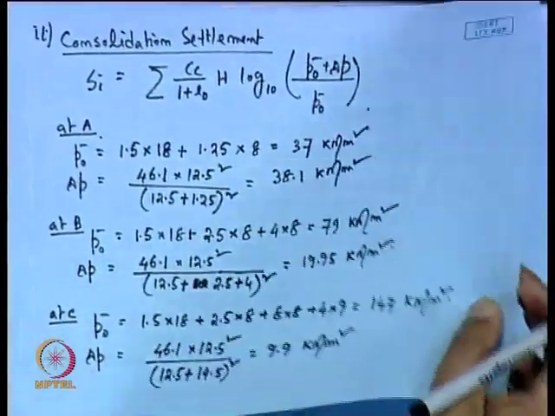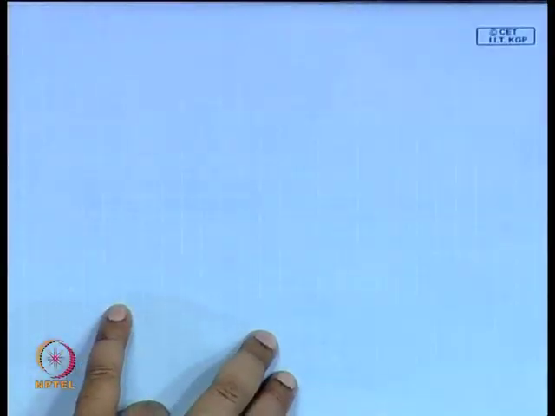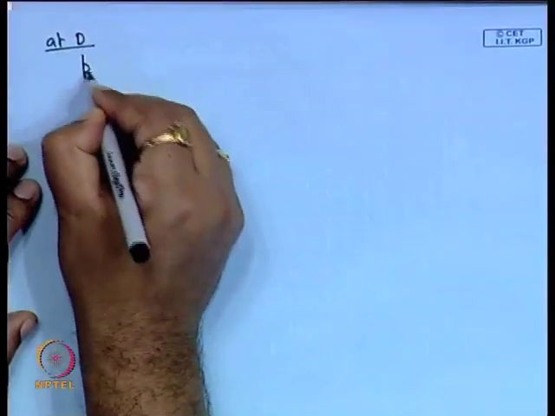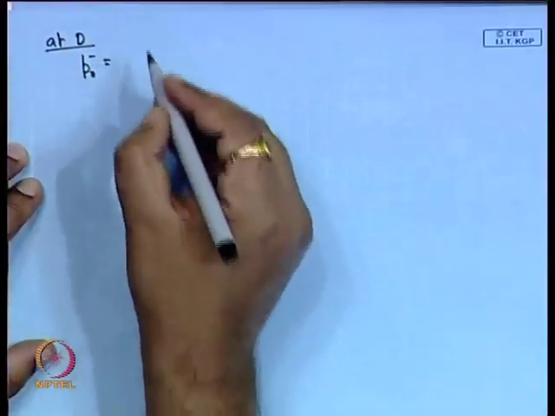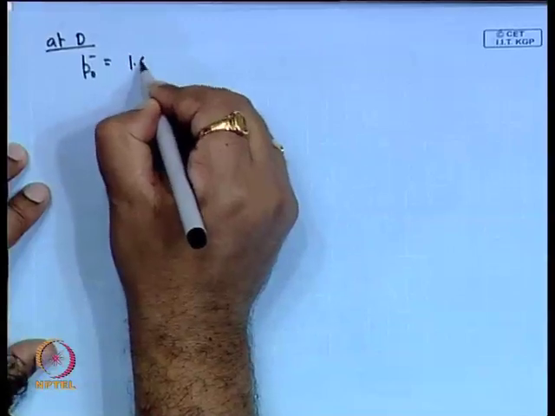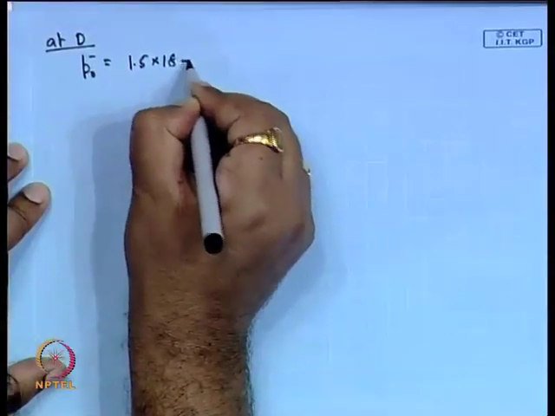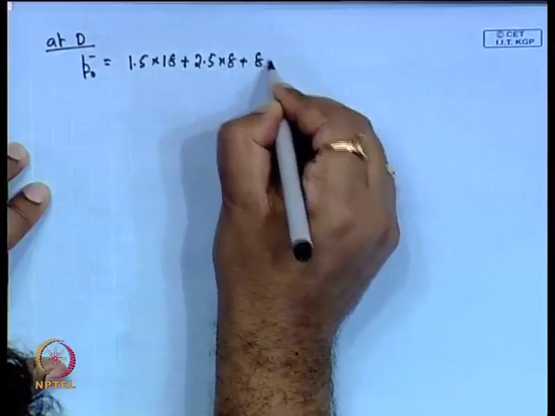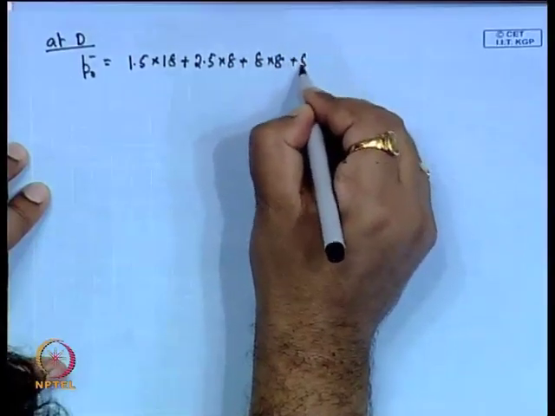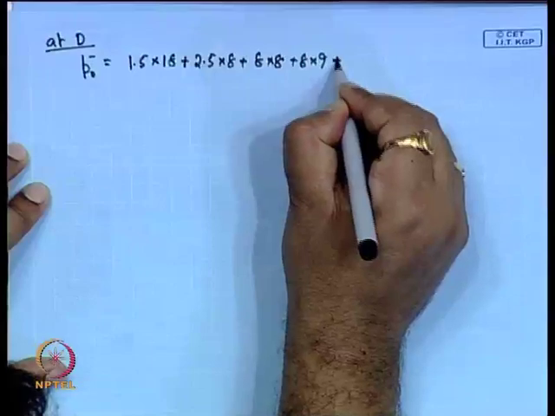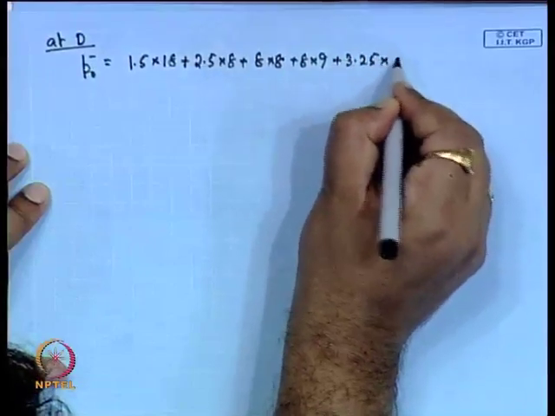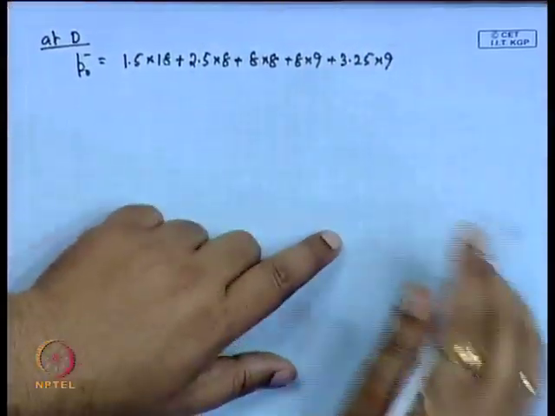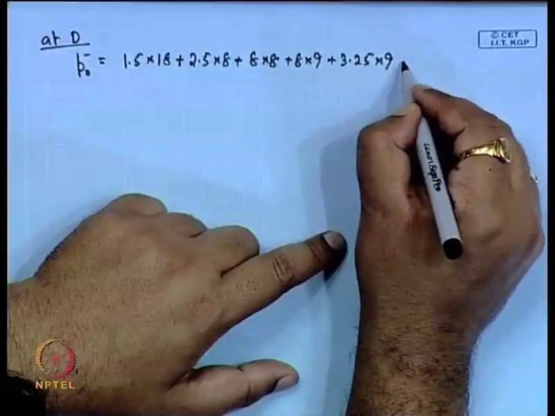Similarly, in similar fashion, we can calculate at point D. This P0 bar can be calculated as 1.5 into 18 plus 2.5 into 8 plus 8 into 8 plus 8 into 9 plus 3.25 into 9, because the D point is 3.25 meter distance into the third layer.